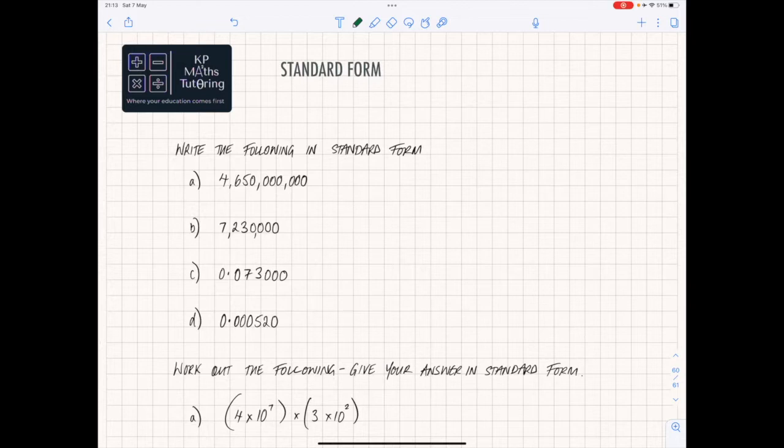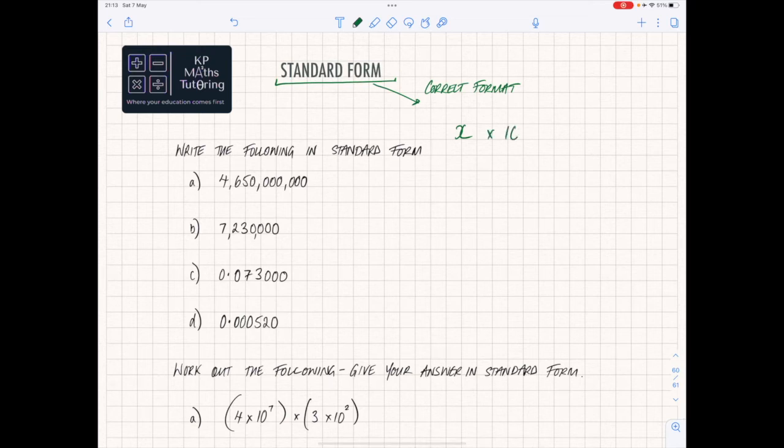So the first thing you need to understand is what standard form is, okay? We need to think about what the correct format is. What you need to remember is there needs to be a number, any number, times by 10 to the power of something else. When I say any number, I actually mean this has to be a number between 1 and less than 10.